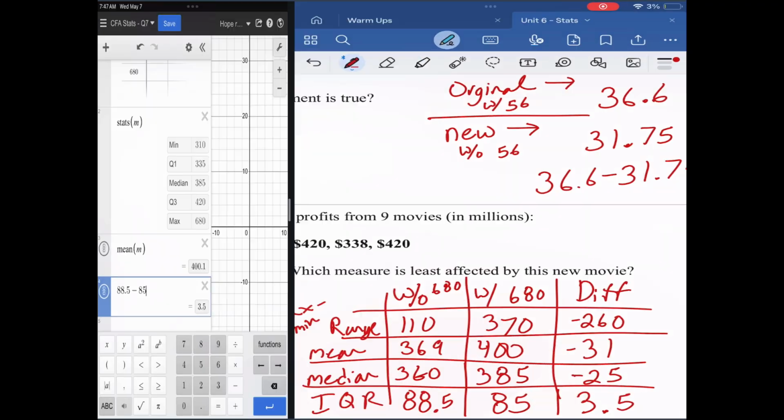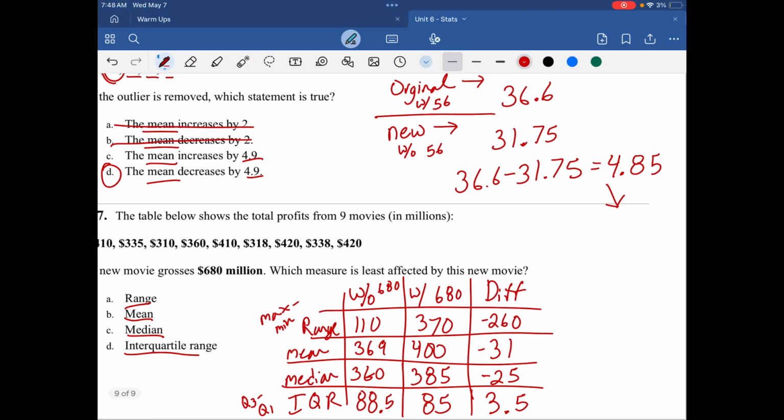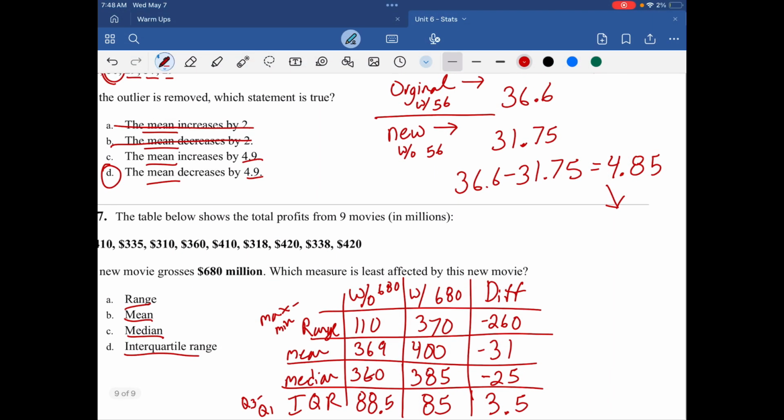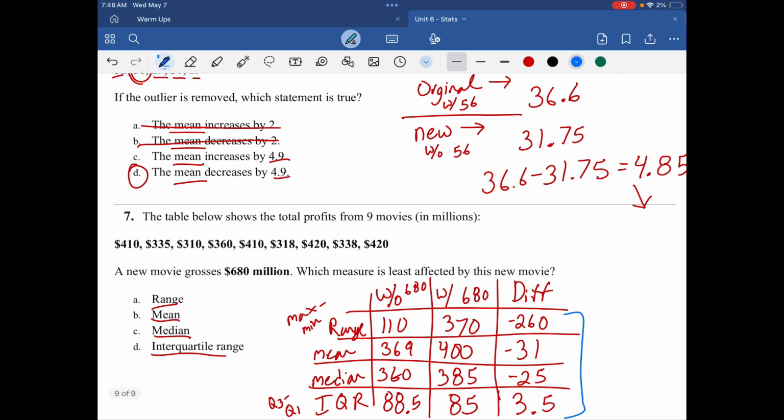I want to say it one more time. Again, we don't care right here if it's positive or negative. We just care how big these numbers are. So the question asks, what is the least affected? So we're looking for the smallest difference. And the smallest difference is going to be the IQR down here, your interquartile range at 3.5, because frankly, that's just the smallest number. So that means our answer will have to be D.